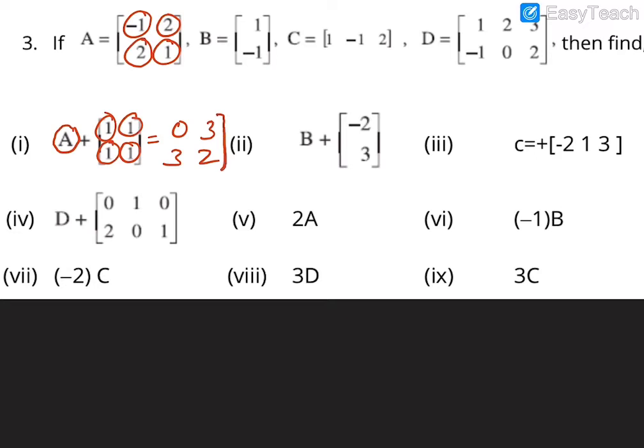You can see because the order is same, order of a is 2 into 2 and this matrix also has order 2 into 2. So that's why we can add easily, and the order of the answer is also 2 into 2. Now here we need to add b. You can see part 2. So minus 1. So 1 minus 2 will be minus 1. Minus 1 plus 3 will be 2. So this is the answer for this one.